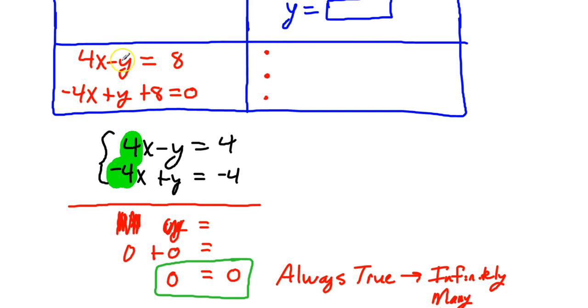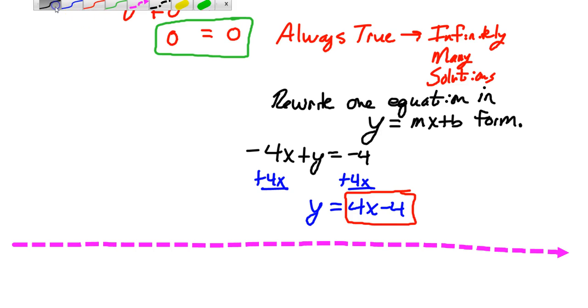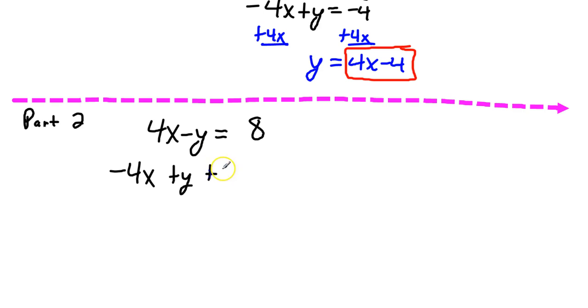Part 2, we're going to go with this equation. We're going to go 4x minus y equals 8. So that was part 1 up here, then we'll go part 2 right here. It was 4x minus y equals 8, and negative 4x plus y plus 8 equals 0. Okay, first thing is when you have this one, everything's not lined up. So you've got to rewrite this equation so that it lines up.